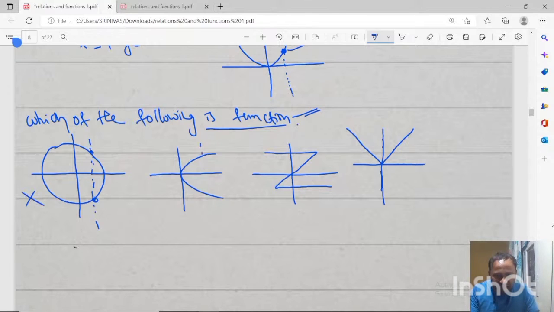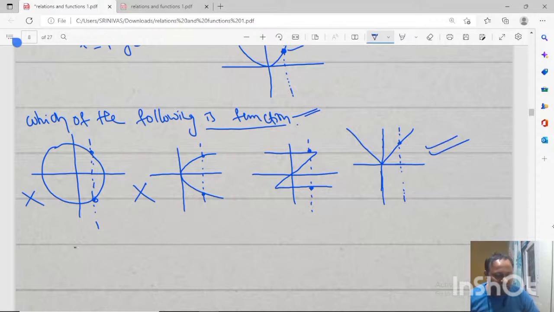Suppose I will draw a line parallel to y-axis. It also intersects at 2 points. This is also not a function. Okay. Next, I will draw a line parallel to y-axis. Here it also intersects at 2 points. It is also not a function. Now last one, I will draw a line. This intersects exactly at one point. That's why this is a function.